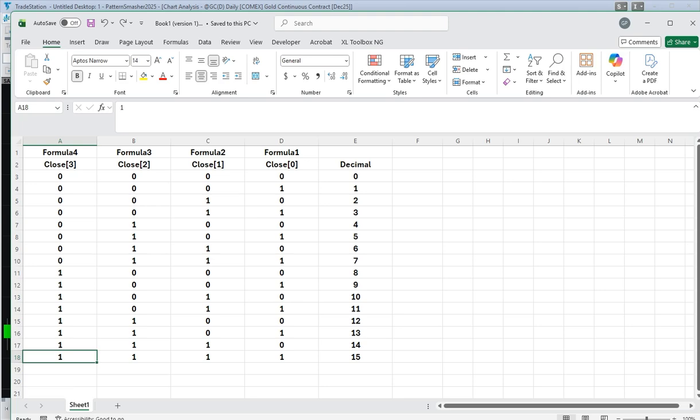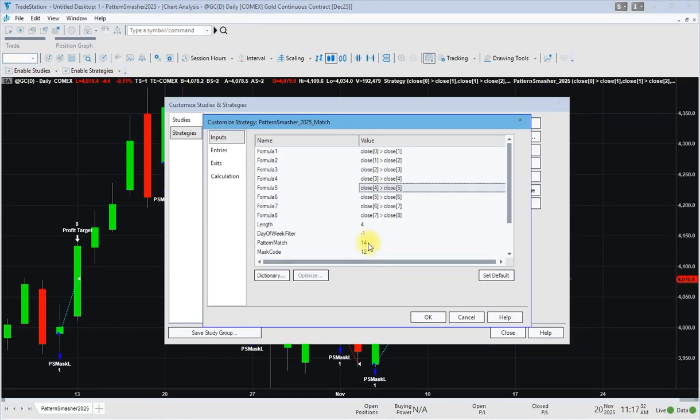So let's jump over to TradeStation and look at some results real quick. I'm going to make it 0. This one input, mask code, is what separates PatternSmasher 2024 from 2025. To make it act like 2024, we zero that out. Let's optimize. Let's make these nonsensical numbers so they will not be utilized.